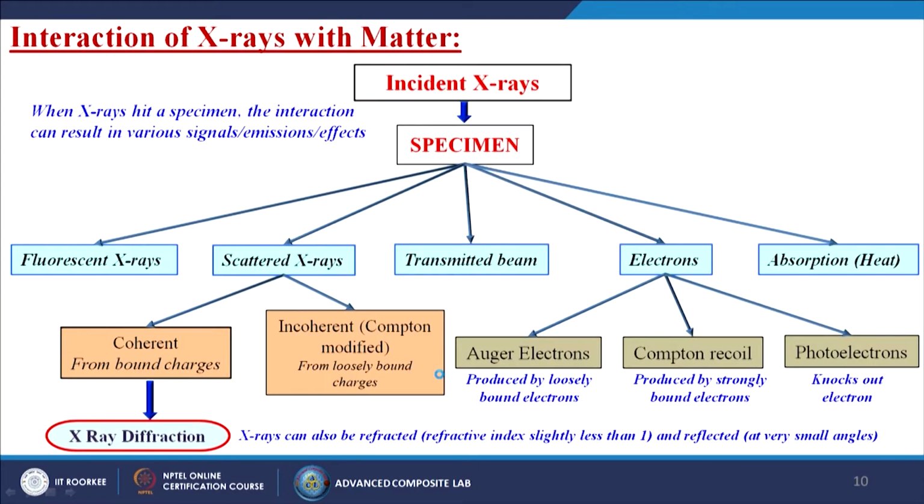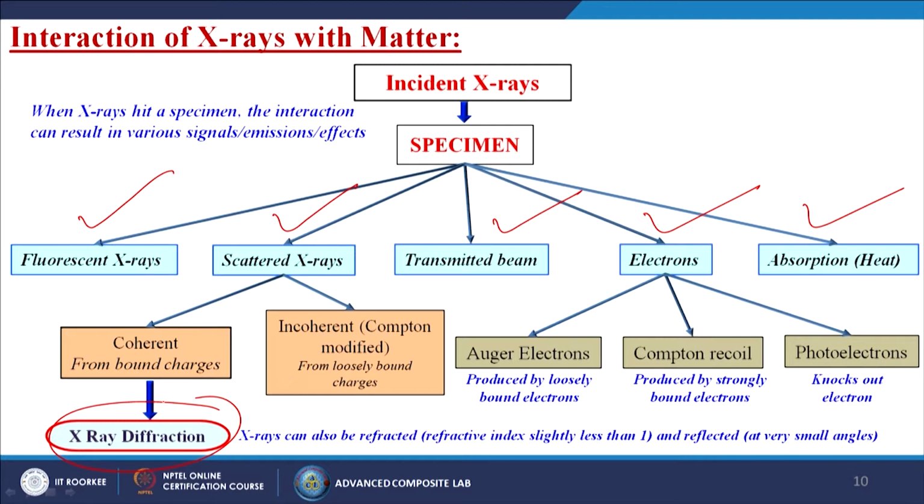Now, we are going to discuss the interaction of X-rays with matter, meaning the materials. First, I have told you that the incident rays come to the specimen, and then generally it is divided into 5 parts: fluorescent X-rays, scattered X-rays, transmitted beam, electrons, and absorption or maybe heat. Scattered X-rays are also divided into 2 parts. One is coherent, from bound charges, which is nothing but XRD or X-ray diffraction. Another one is incoherent, or Compton modified, from loosely bound charges.